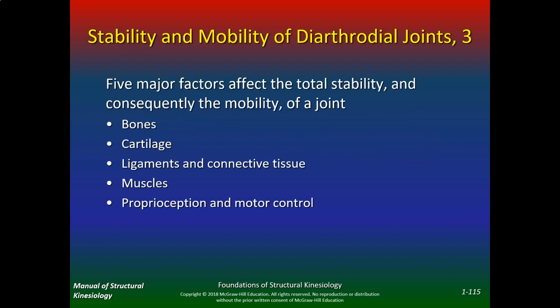So, 5 major factors that affect total stability and consequently the mobility of a joint. What's going to affect it? Bones, cartilage, ligaments, muscles, and proprioception, motor control. Like I was telling you, most athletes are strong. Where they lack is proprioception and motor control. Okay? And I'll show you ways to test motor control a little bit later.